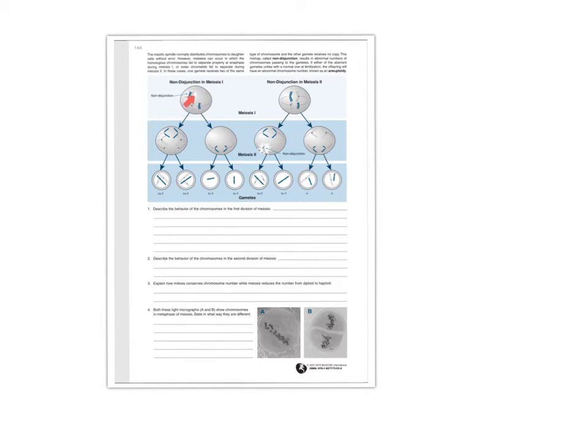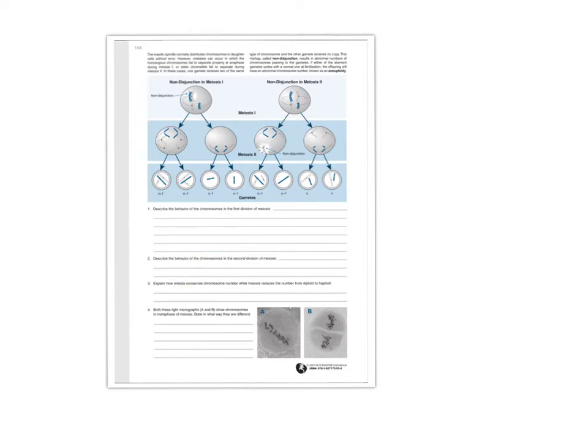Now you'll notice if it happens in meiosis 1, then all 4 gametes have an aneuploidy, either too few or too many chromosomes. Where if it happens in meiosis 2, then you have the 50-50 shot, 2 out of 4, having a normal chromosome number, and 2 of them having an abnormal chromosome number. So I pretty much did number 1 already for you in this little explanation.